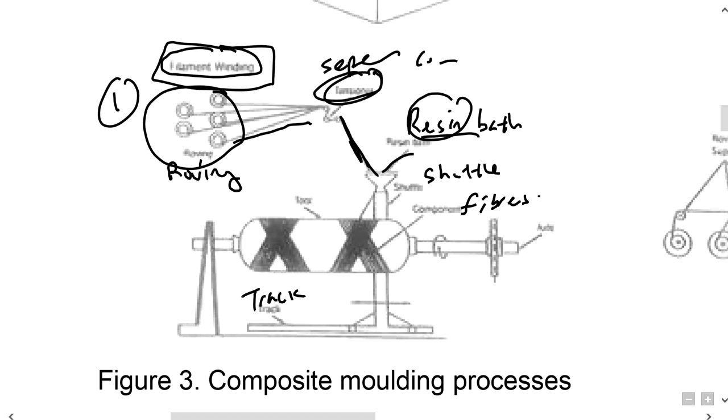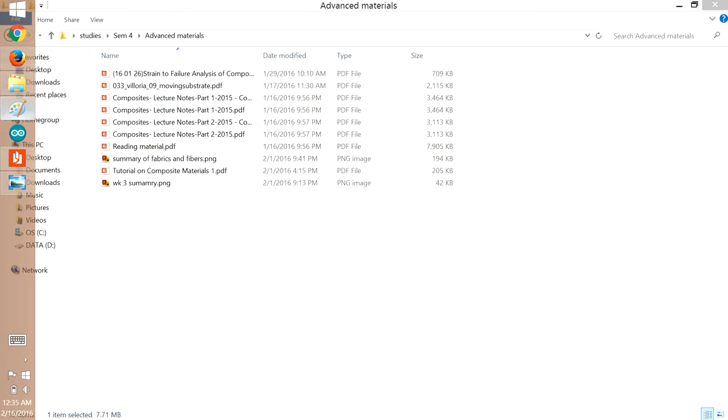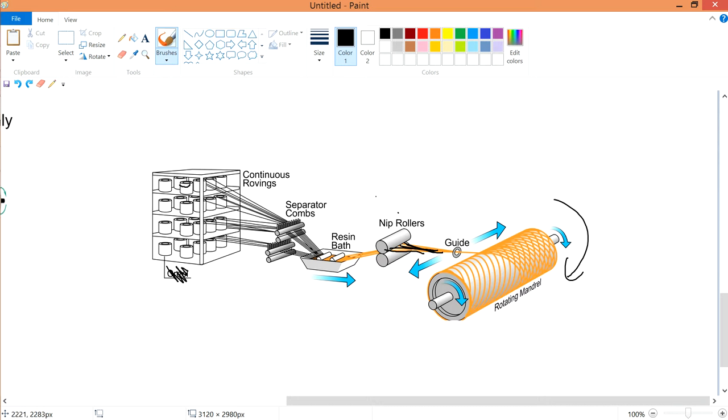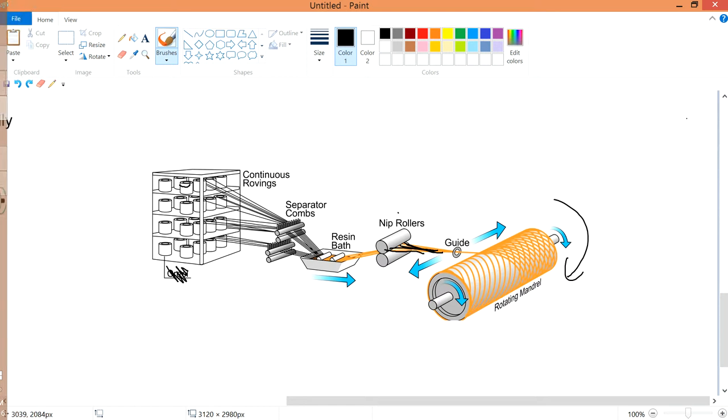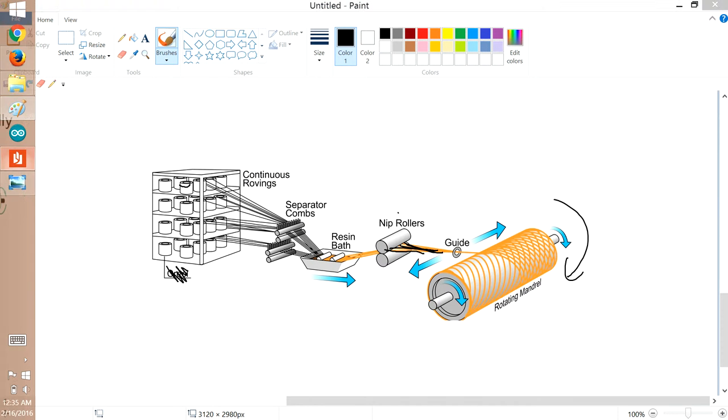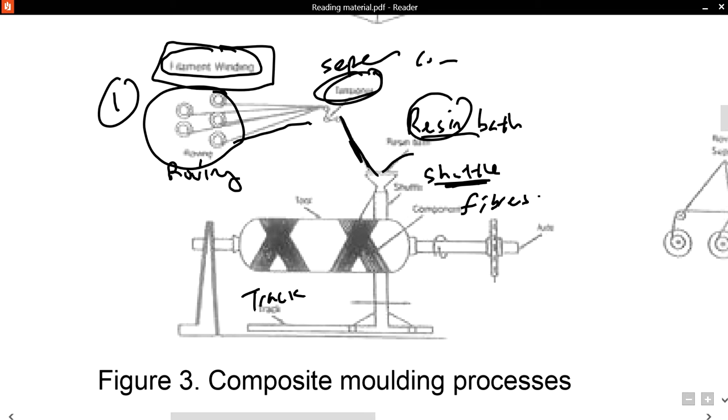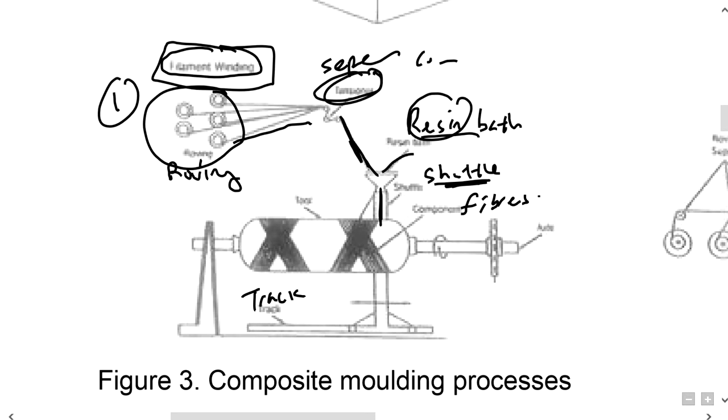Once it takes up the resin, there will be this shuttle, which in this context is called the nip rollers and a guide. I would suggest that you remember shuttle rather than nip rollers and a guide, because it's coming from the lecturer, so it would be best if you write in terms of his language. Then you feed it in and wind it as fibers. So these are all your fibers, and this is the track.